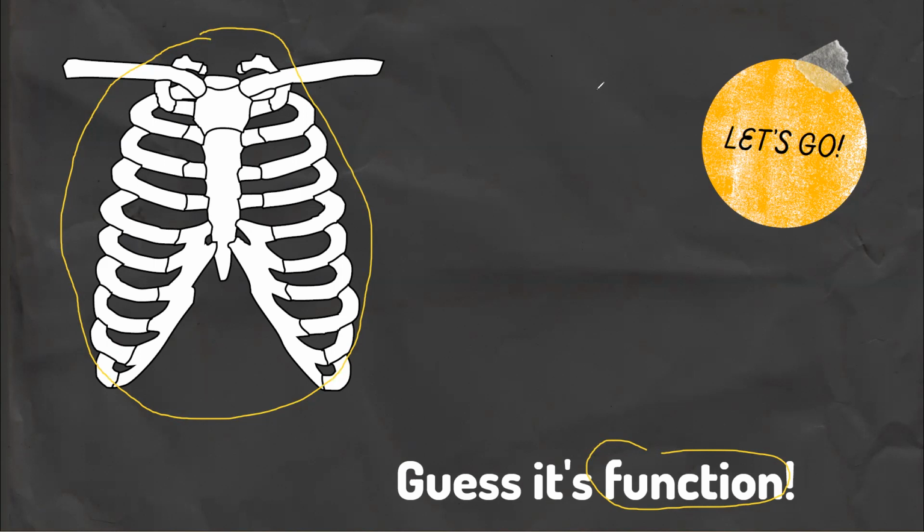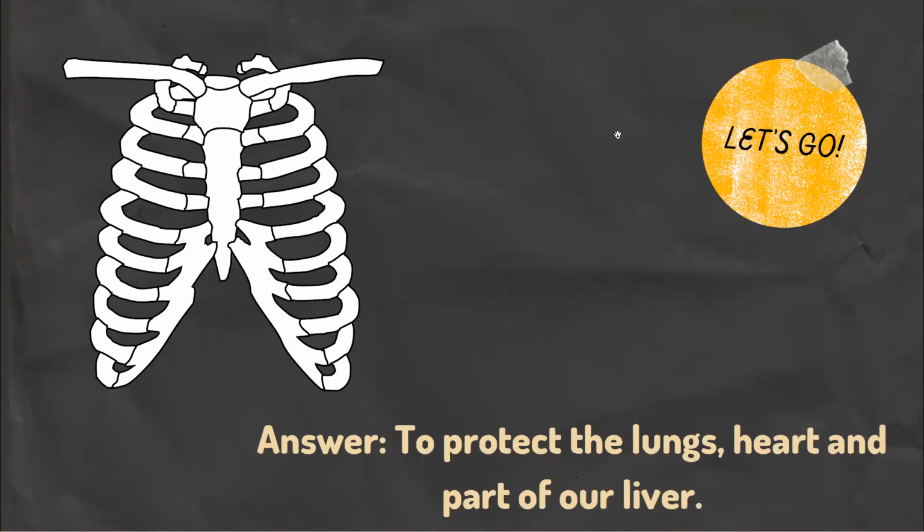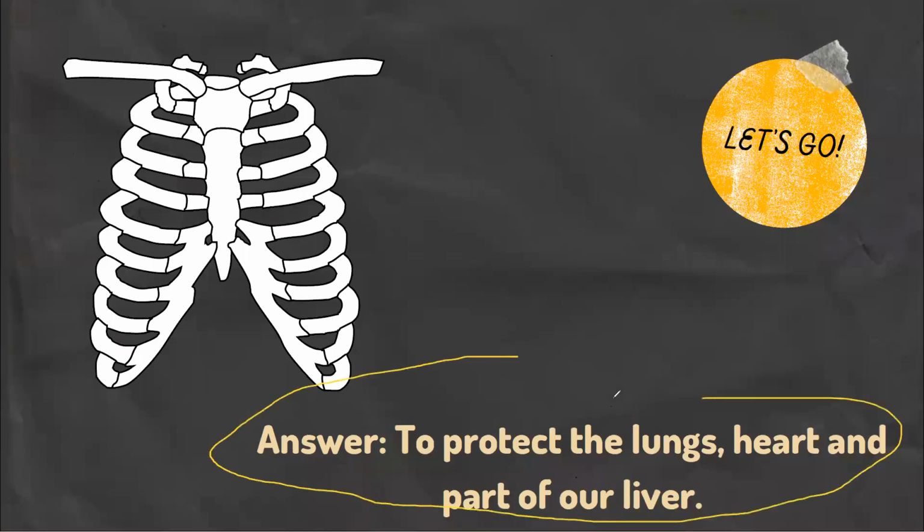Okay, are you ready to check your answer? Okay, let's check your first answer. To protect the lungs, heart, and part of the liver. Very good. Who got this correct? Wow, so proud of you. Okay, for those who answer to protect a person's internal organs, yes, that is correct. So proud of you, my dear children.